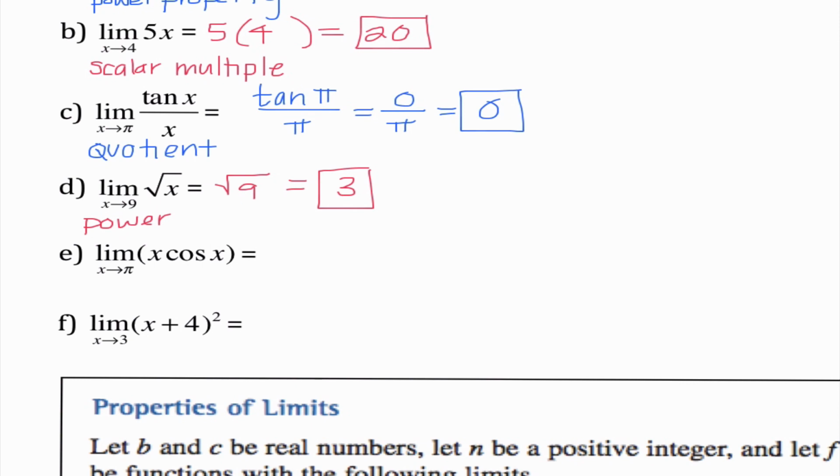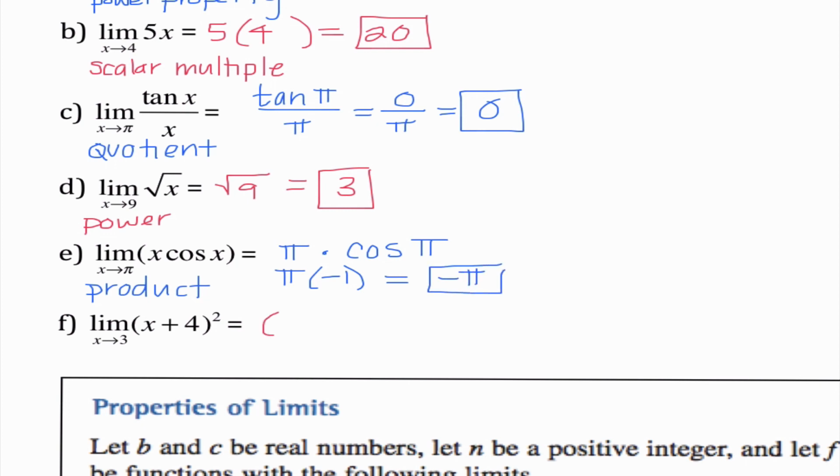For E, this is our product property because I'm multiplying two limits together. So I need to split it up. And I'm going to do the limit as x approaches pi of x times the limit as x approaches pi of cosine x. So that first limit is, I'm sorry, not x. It's pi times the cosine of pi. Okay, we know the cosine of pi is -1. So our answer here is -pi.